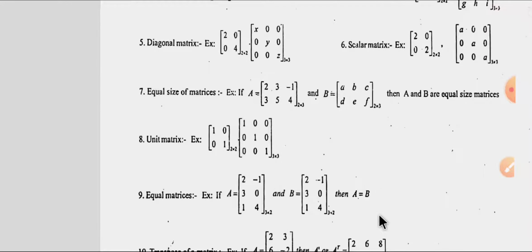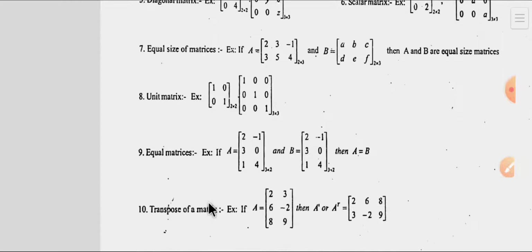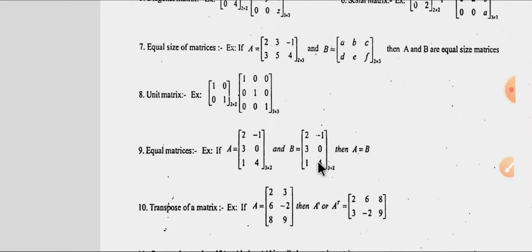Next, the unit matrix is nothing but a diagonal matrix in which all the diagonal elements are unity, that is, all the diagonal elements are 1. This is 1 0 0, 0 1 0, 0 0 1. This is called a unit matrix. The unit matrix of order 2 is 1 0 0 1, and it is denoted by the capital letter I. Sorry, equal size of matrices means both the matrices have the same rows and columns.